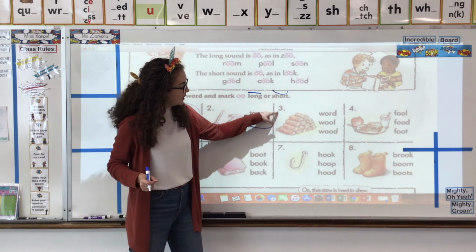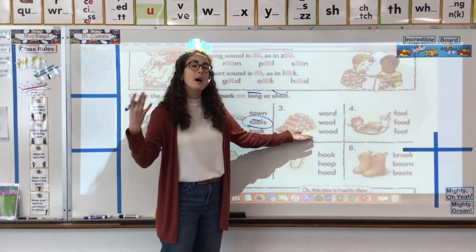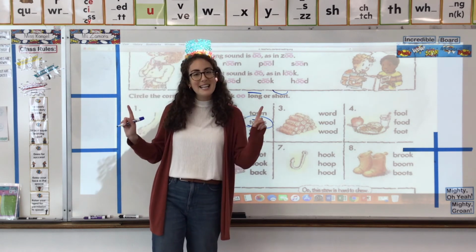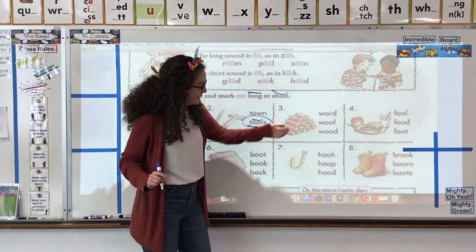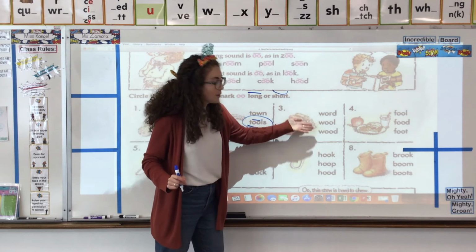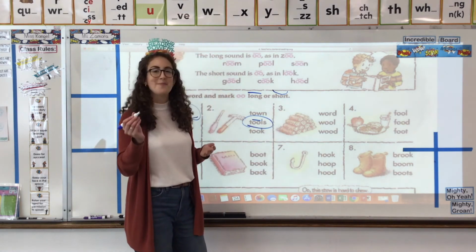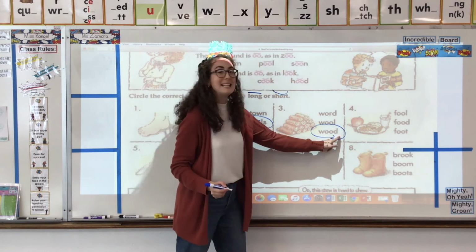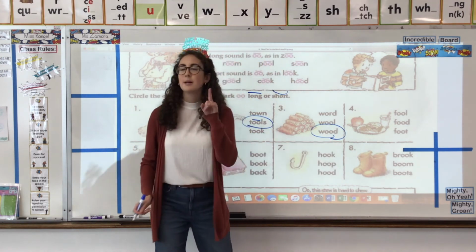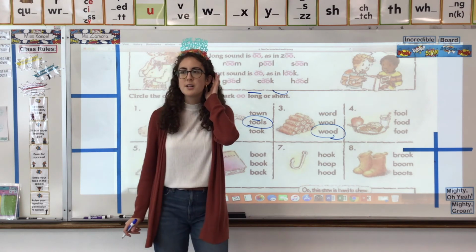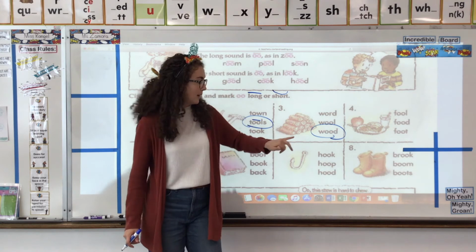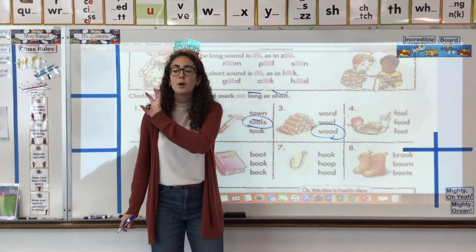Okay, what about number 3? This is a picture of a pile of what? A pile of wood. Can you circle which word matches? Wood. The bottom word with our O-O and D. But can you listen? Say the word to yourself. Wood. What sound is O-O making?